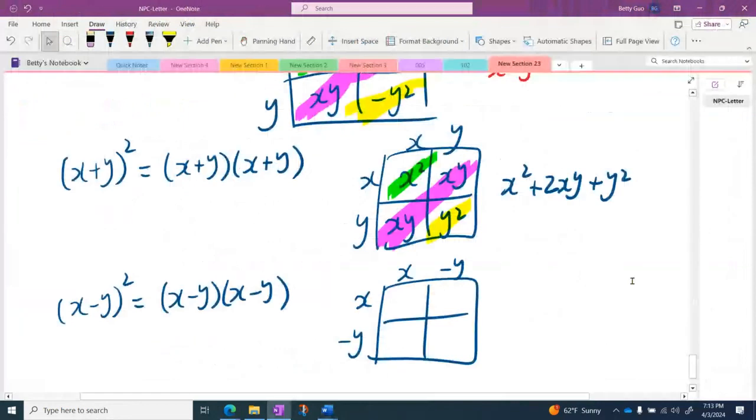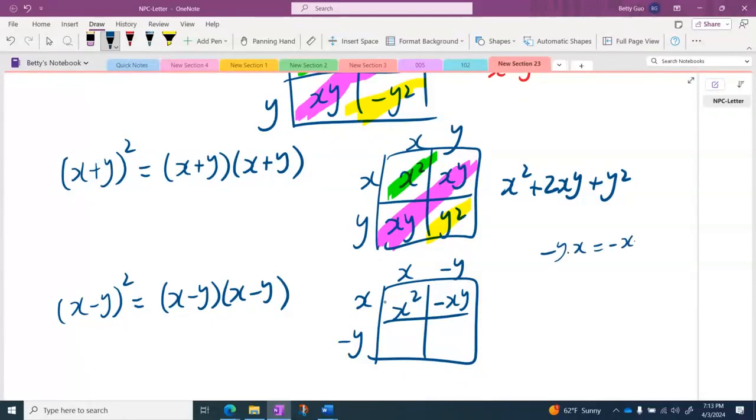Similar to earlier, right? X times x, x squared here. X times negative y is negative xy. Negative y times x is the same as negative x times y, so it's also negative xy. And in this cell, negative y times negative y gives us a positive y squared. Negative times negative is positive.